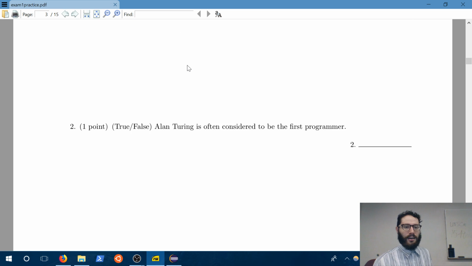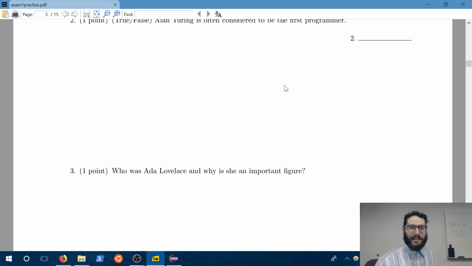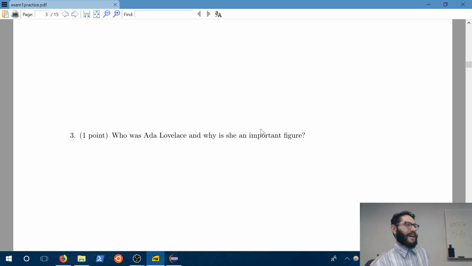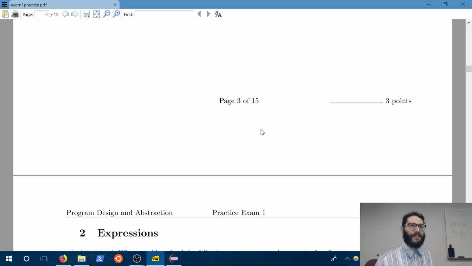Okay, so Alan Turing is considered to be the first programmer. True or false? False. Who is considered to be the first programmer? Ada Lovelace. Ada, the Countess of Lovelace, and it gives you the second question. Who is Ada Lovelace, and why is she an important figure? She was the first programmer. She's often considered to be the first programmer.